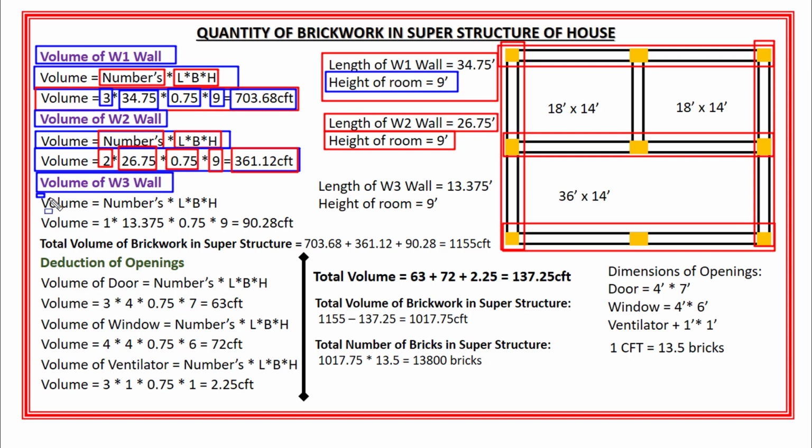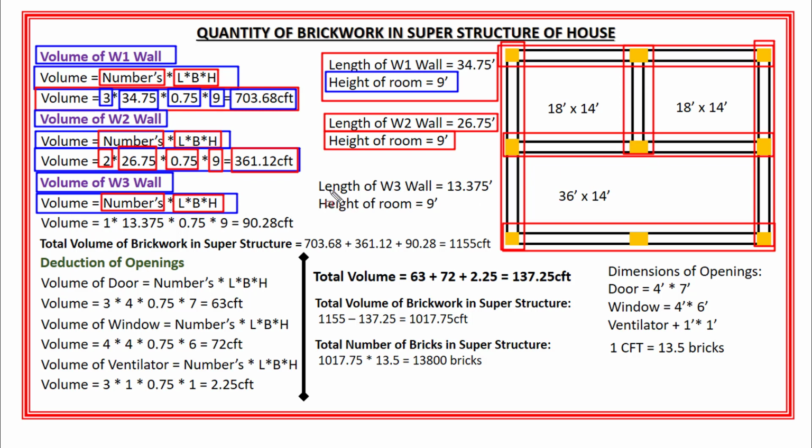Similarly, I will find out the volume or quantity of W3 wall as well. So the volume or quantity of W3 wall is equal to number of W3 walls multiplied by length multiplied by width multiplied by height. Here I have got only one W3 wall right here.